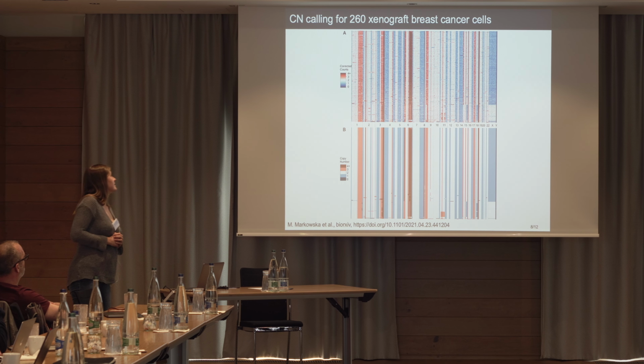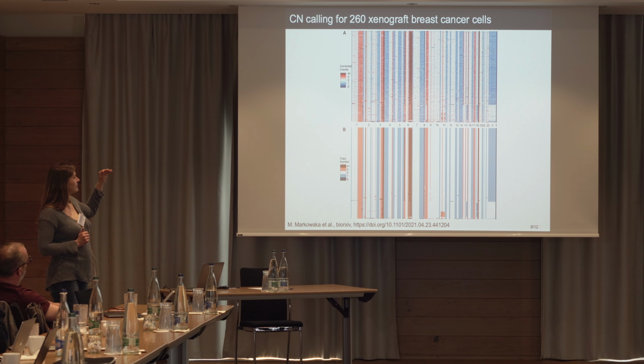And here are the results for the same data set of the copy number calling procedure. The upper heat map represents the per bin data, so the corrected counts, in genomic bins that are on the x-axis, and the lower heat map is our inference results. The cells are on the y-axis, and they are in the same order. And white color basically means neutral copy number, red color means amplifications, and blue means deletions.